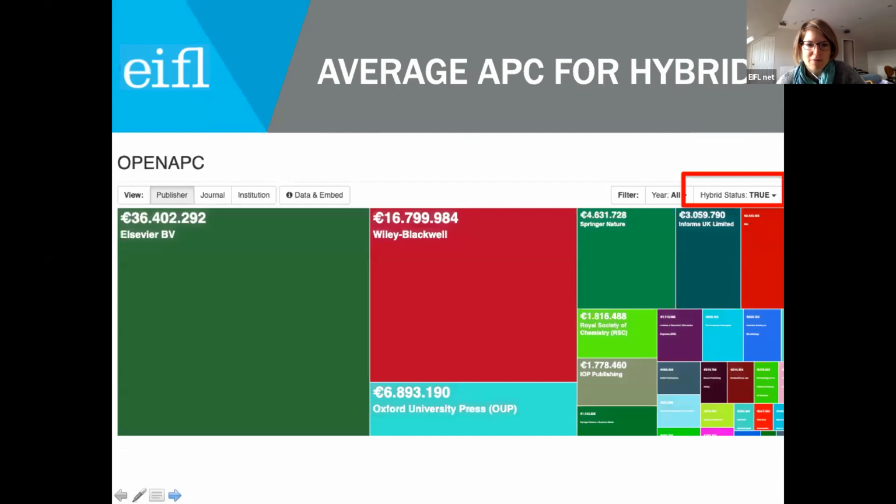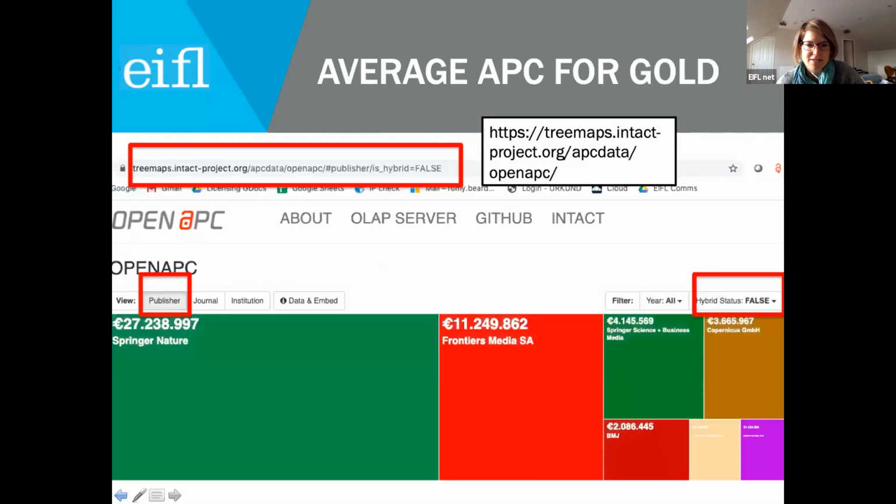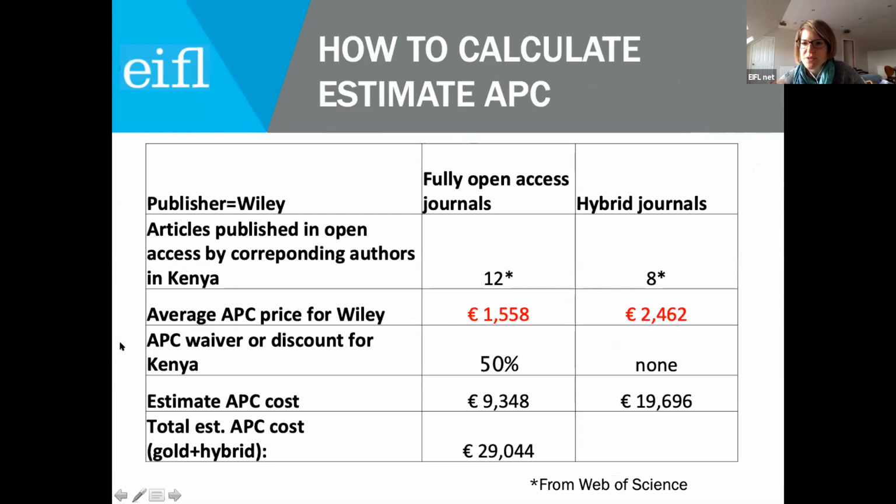Then I do the same for hybrid, where I select hybrid true. Again, we can see that it's actually much higher. So those are the figures I've worked with to give this estimate based on the country. Obviously, you can do the same on an institutional level.